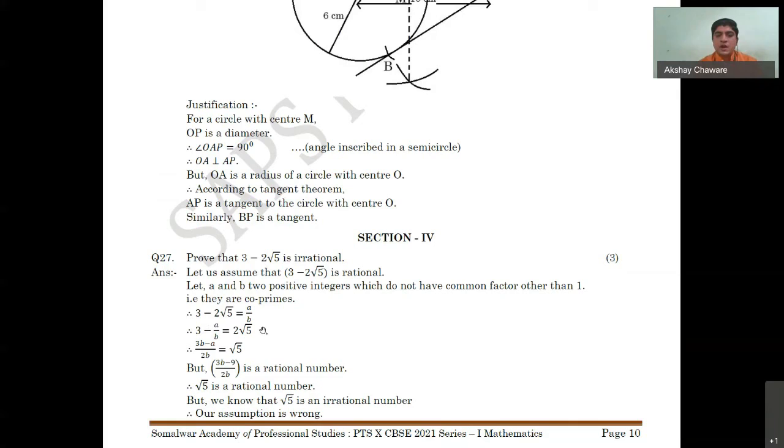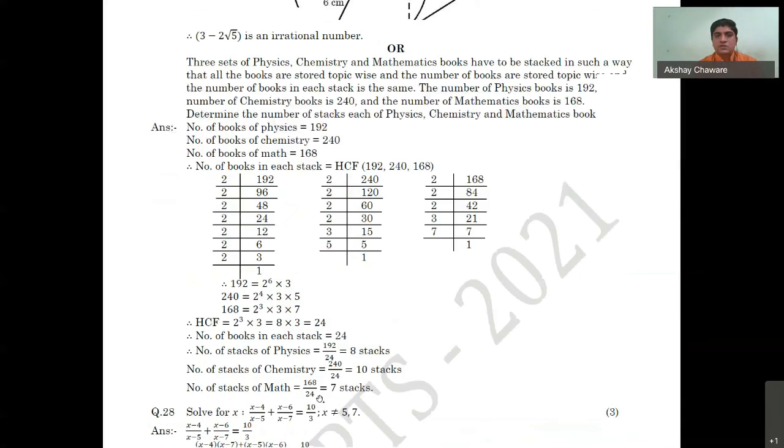And since they are co-primes and it is a rational number, we can express it in the form of a by b. After simplification, we will get root 5 equal to (3b minus a) upon 2b. But we know root 5 is an irrational number and (3b minus a) upon 2b is rational. This contradicts our assumption, because one side is rational and the other is irrational. That is not possible, and that's why we can say our assumption is wrong, and that's why 3 minus 2 root 5 is an irrational number.